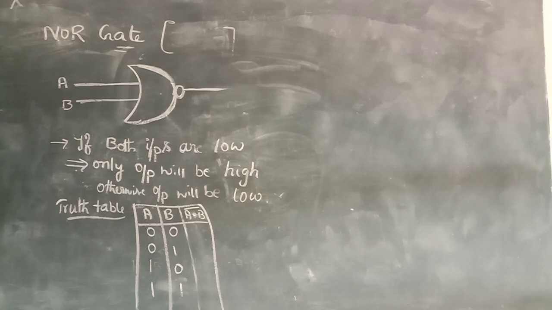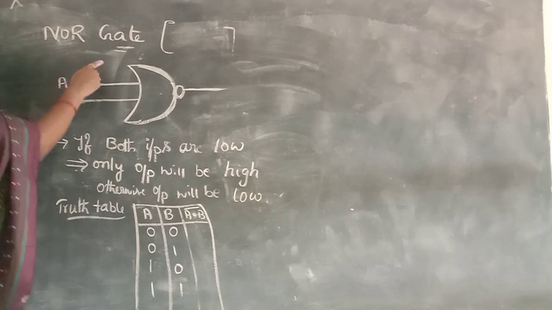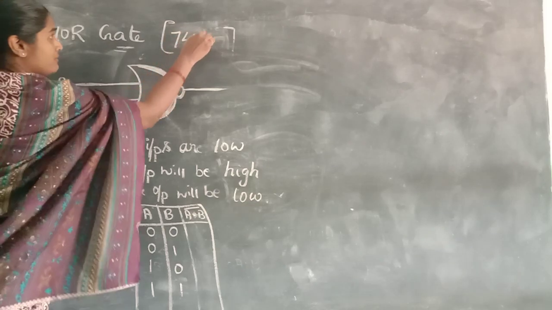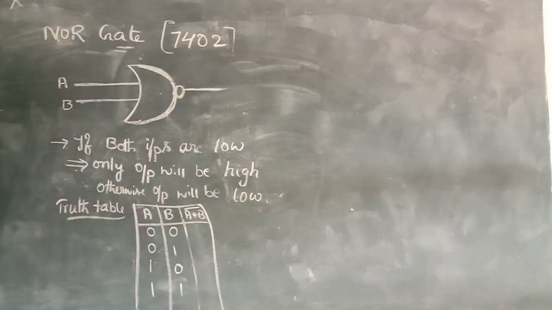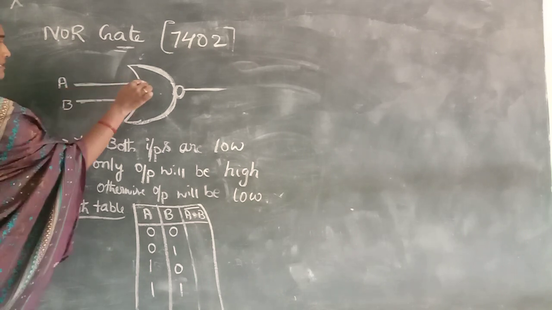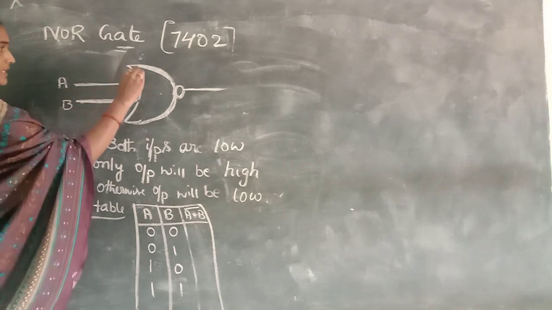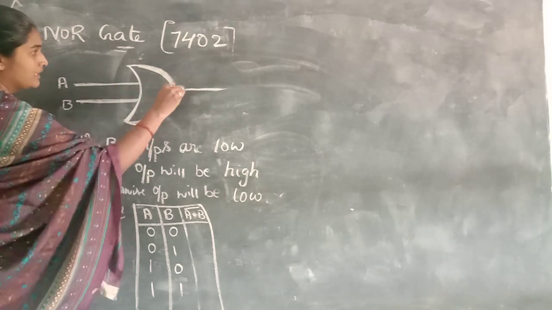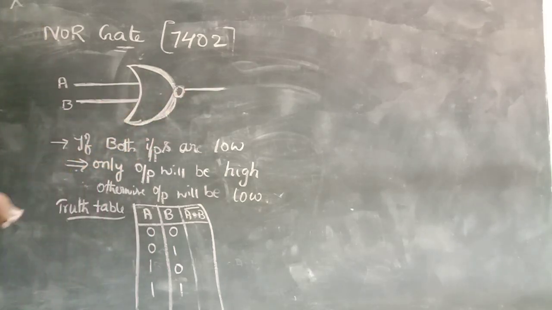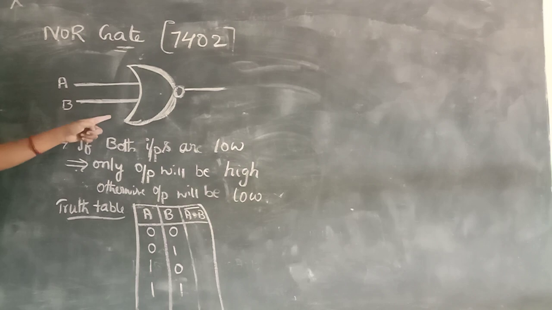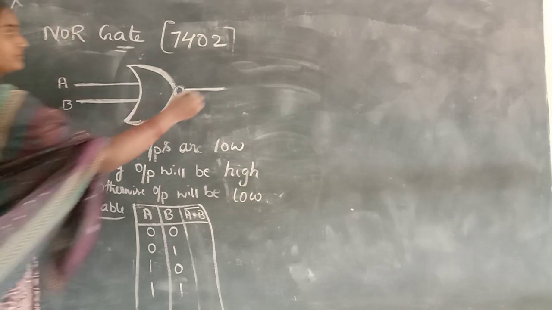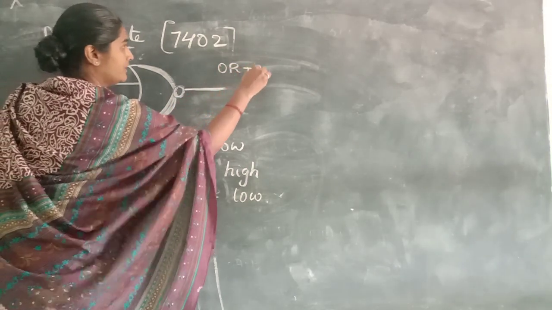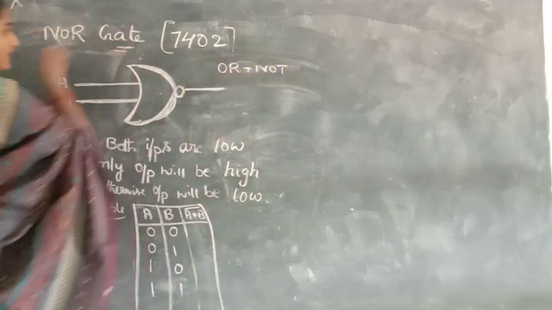Next, coming to the NOR gate. What is the IC number of the NOR gate? 7402. This is the schematic symbol of the NOR gate. First, we draw an OR gate and a bubble. A bubble indicates only complement. So that's why we represent a NOR gate as OR with a NOT gate.